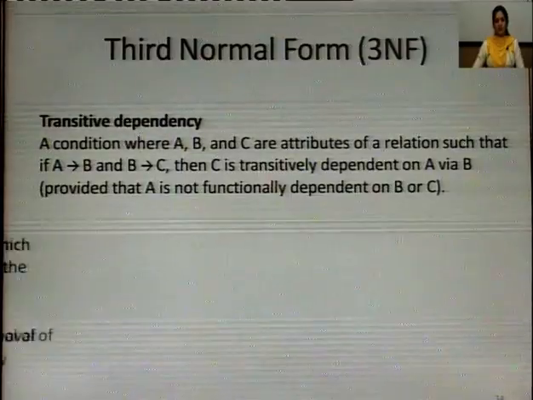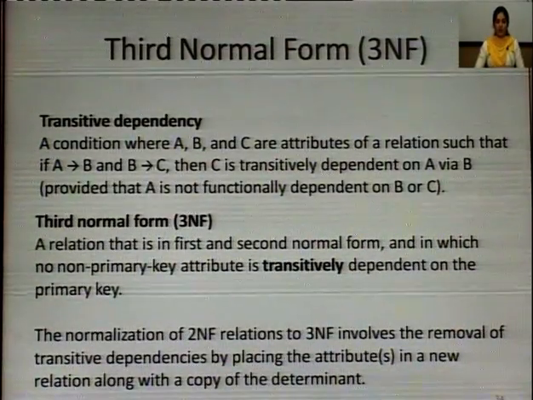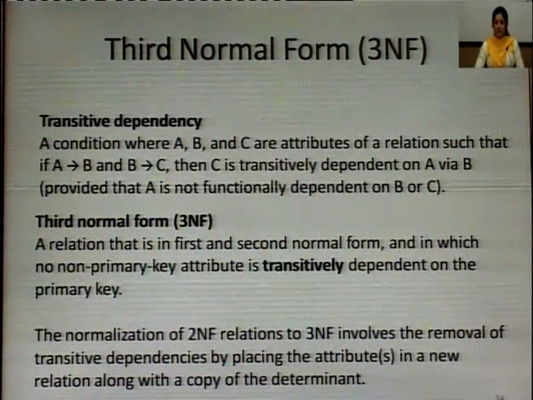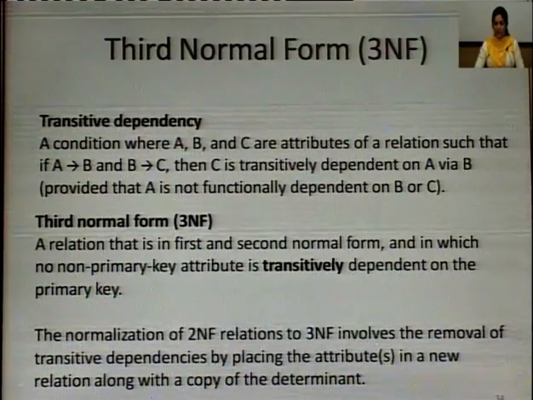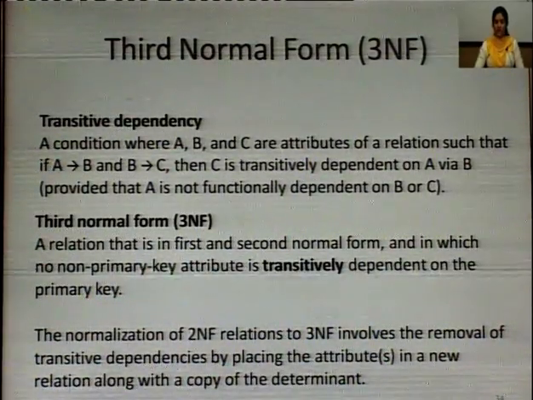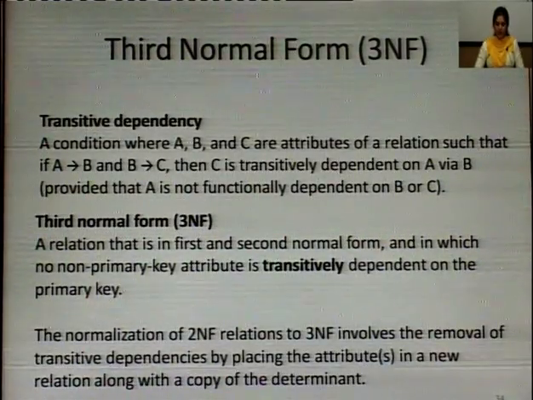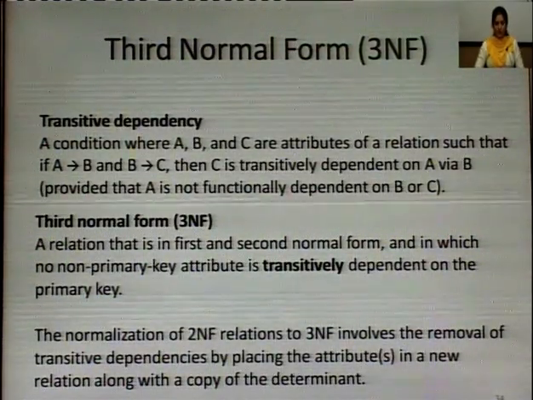So this is the third normal form. A relation that is in first and second normal form and in which no non-primary key attribute is transitively dependent on the primary key is considered to be in third normal form. The normalization of 2NF relations to 3NF involves the removal of transitive dependencies by placing the attributes in a new relation along with a copy of the determinant.